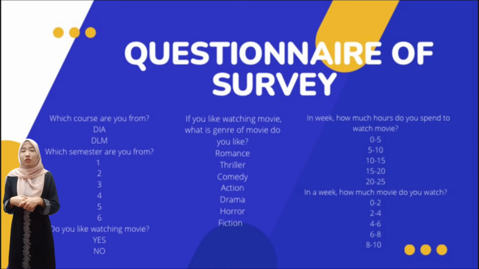There are many genres of movie that we know, but in our questionnaire we give 7 options, which are romance, thriller, comedy, action, drama, horror, and fiction. Next, we ask about how much time students spend watching movies in a week. We give the options 0 to 5 hours, 5 to 10 hours, 10 to 15 hours, 15 to 20 hours, and 20 to 25 hours. Last but not least, we ask about how many movies the students watch in a week, and we give the options 0 to 2, 2 to 4, 4 to 6, 6.